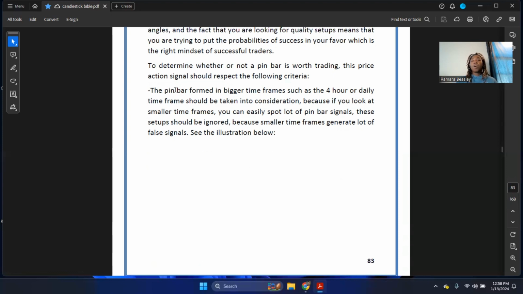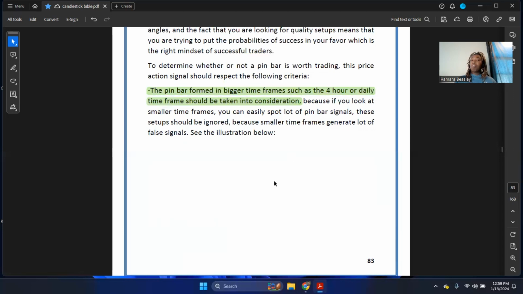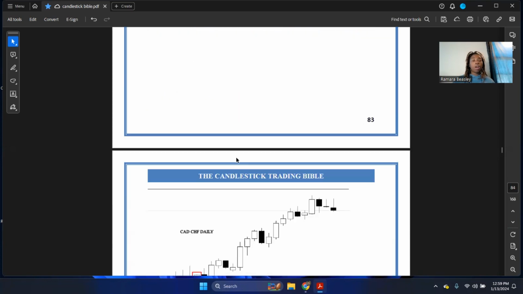All right, the pin bar formed in bigger time frames such as the 4-hour or daily time frame should be taken into consideration. Okay. Because if you look at the smaller time frames, you can easily spot a lot of pin bar signals. These setups should be ignored because smaller time frames generate a lot of false signals. See the illustration below.